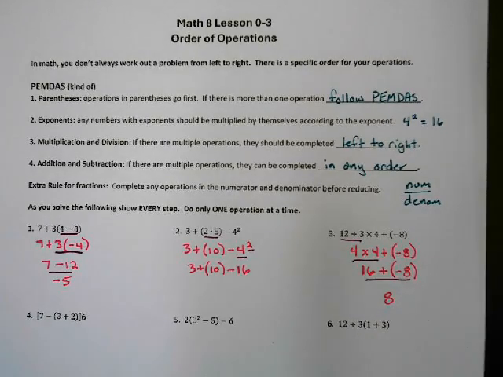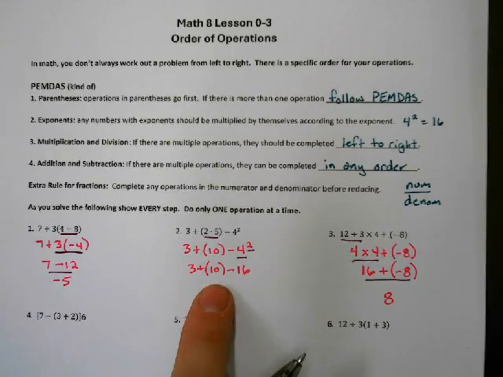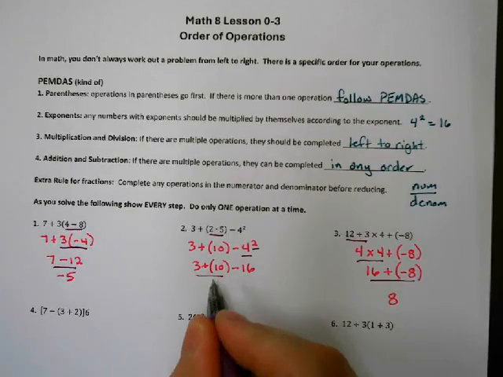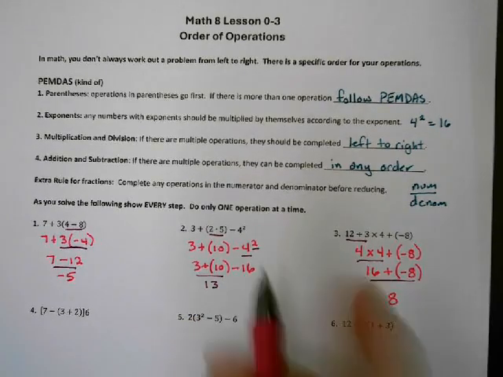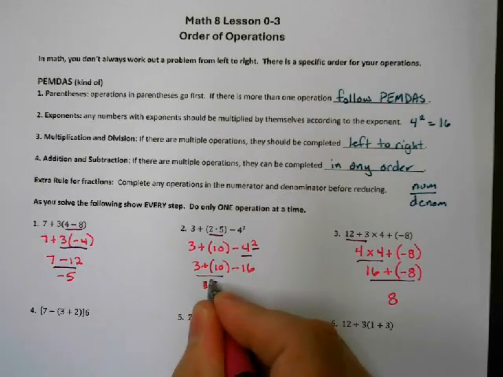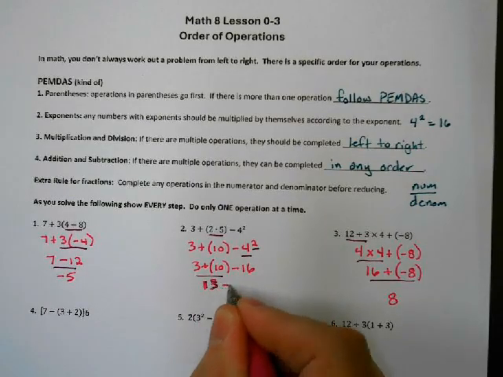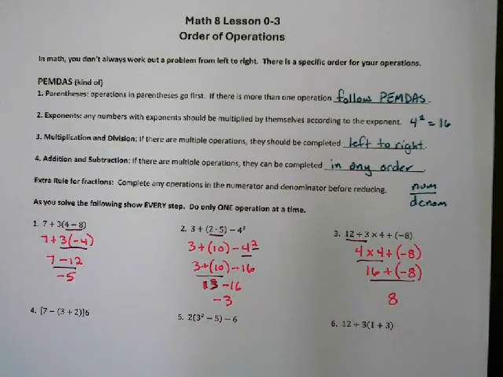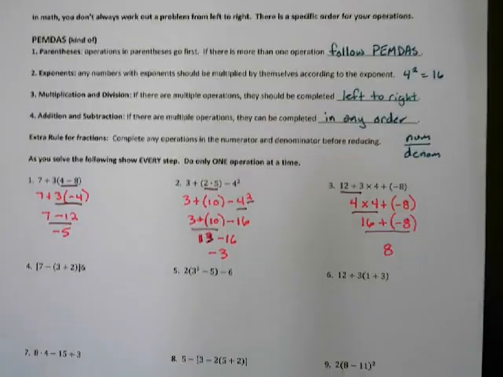Oh, I never finished this one over here. I got distracted, didn't I? Sorry. So let's do this. 13. Dang it, wrong color. That's what happens when I get distracted. 13 minus 16, and then I get negative 3 right here. My bad.